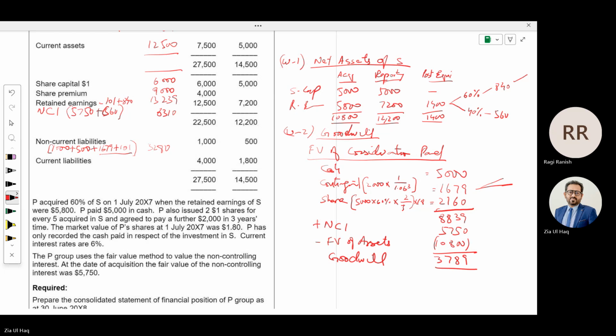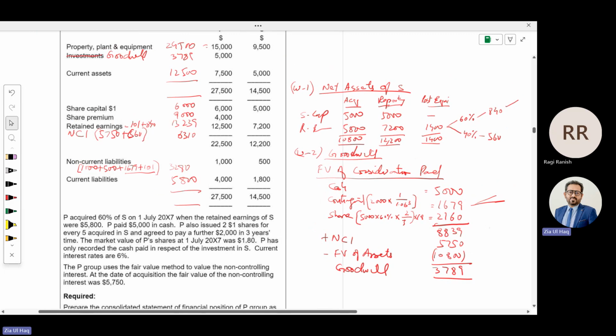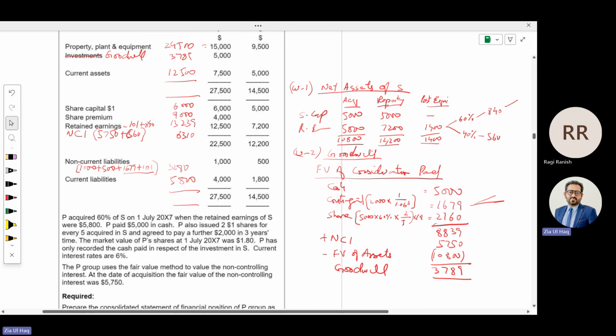Are you with me? What is the figure for current liabilities? 5,800. Now, can you please find the total, whether they agree with each other or not?